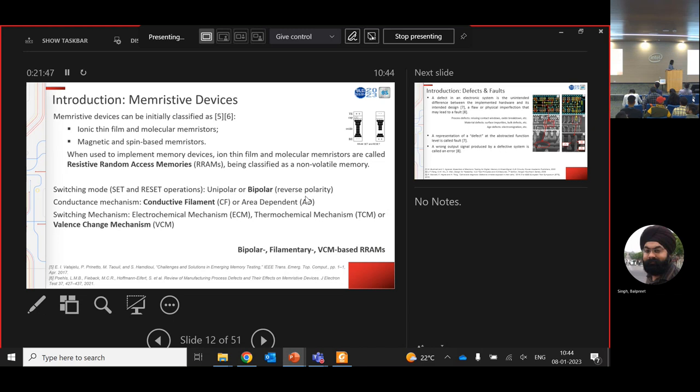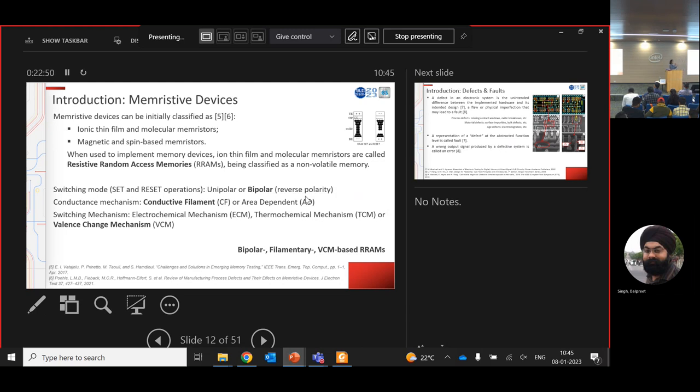Again, when you think about this specific type of memristor that is used to implement resistive ReRAMs, we can further classify these devices according to the switching mode, conductance mechanism, and switching mechanism. For the switching mode, you can have unipolar or bipolar. We use bipolar devices. You can also classify according to the conductance mechanism. Here you can see the bottom electrode and the top electrode, and you can have a conductive filament or an area-dependent device. In this research we are using a conductive filament based memristive device, which means that for switching the device, or for operating between set and reset, we apply the voltage, and then you have the formation of the conductive filament, and in the opposite direction you have the rupture of the conductive filament.